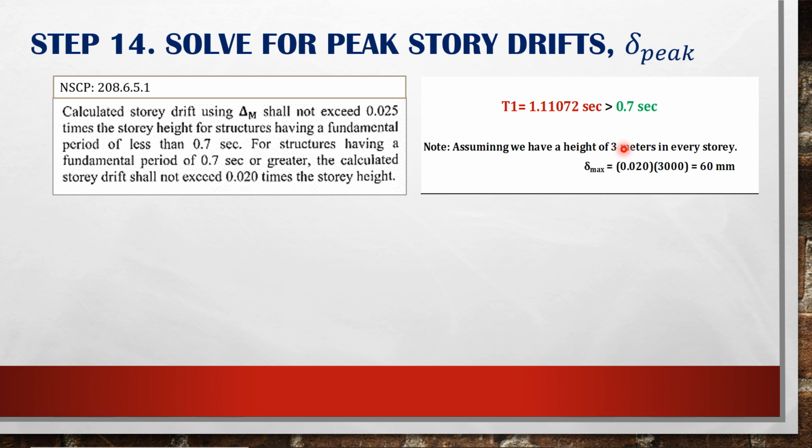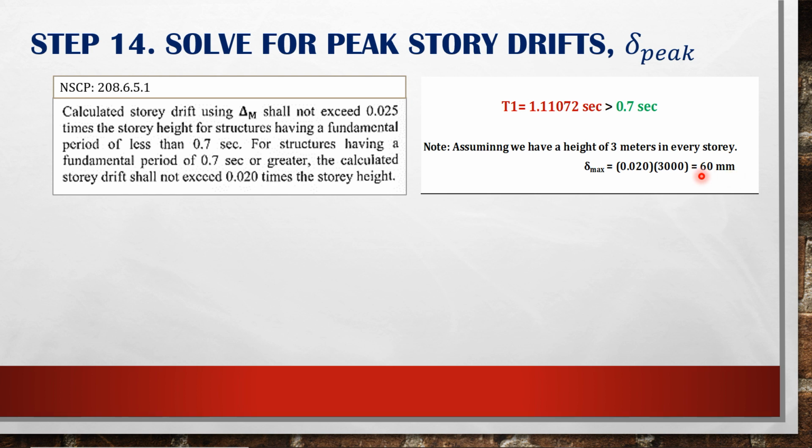i-convert natin into mm itong 3 meters. So, 3,000 mm yan. Delta max is equals to, ito yung maximum natin na peak story drift, equals to 0.020 times 3,000 is equals to 60 millimeter. So, since greater than 0.7 second yung isang period natin, ibig sabihin, ito yung gagamitin natin, 0.020 times the story height. Dapat yung peak story drift natin, hindi lalampas ng 60 mm. Kasi ito na yung maximum.